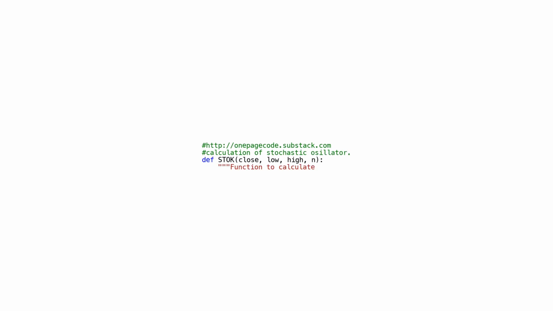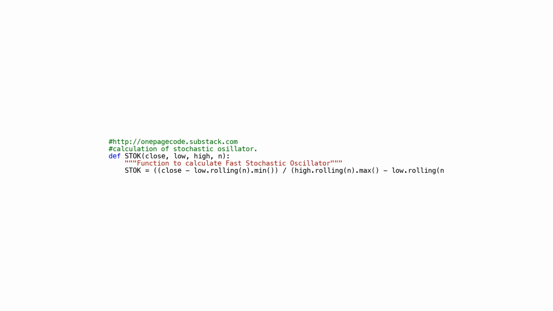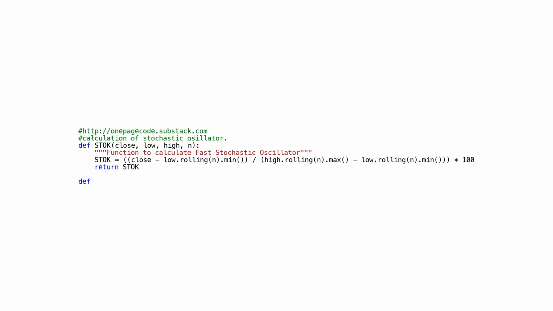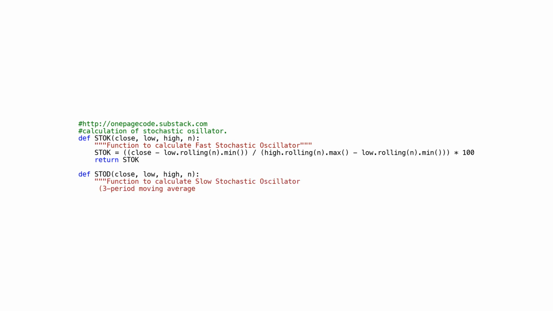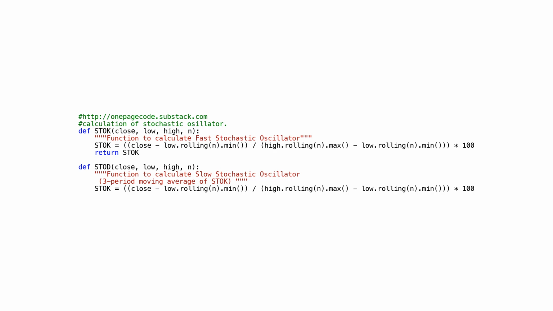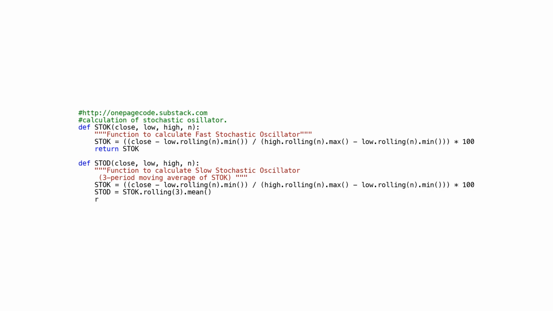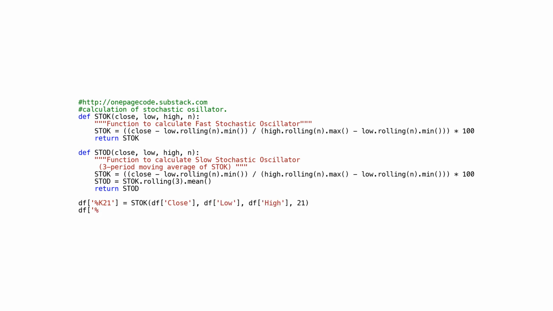It compares a security's current closing price with its price range over a certain time period, typically 14 days. Trading decisions are often based on this indicator, which is used to identify potential reversal points. In the code, the fast stochastic oscillator is first calculated by the function stock. Inputs include the closing price of a security, its lowest price, and its highest price, as well as the time period n. The stochastic oscillator based on this input is returned as a second function.